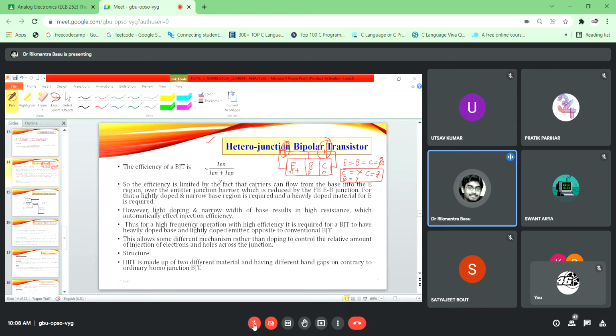So till now, whatever bipolar junction transistors we have studied, basically those are homojunction bipolar transistors, because those are of the same material, silicon. Now we would like to introduce different materials for emitter, collector, and base, so that it becomes a heterojunction bipolar transistor. Why is it needed? Let's come one by one.